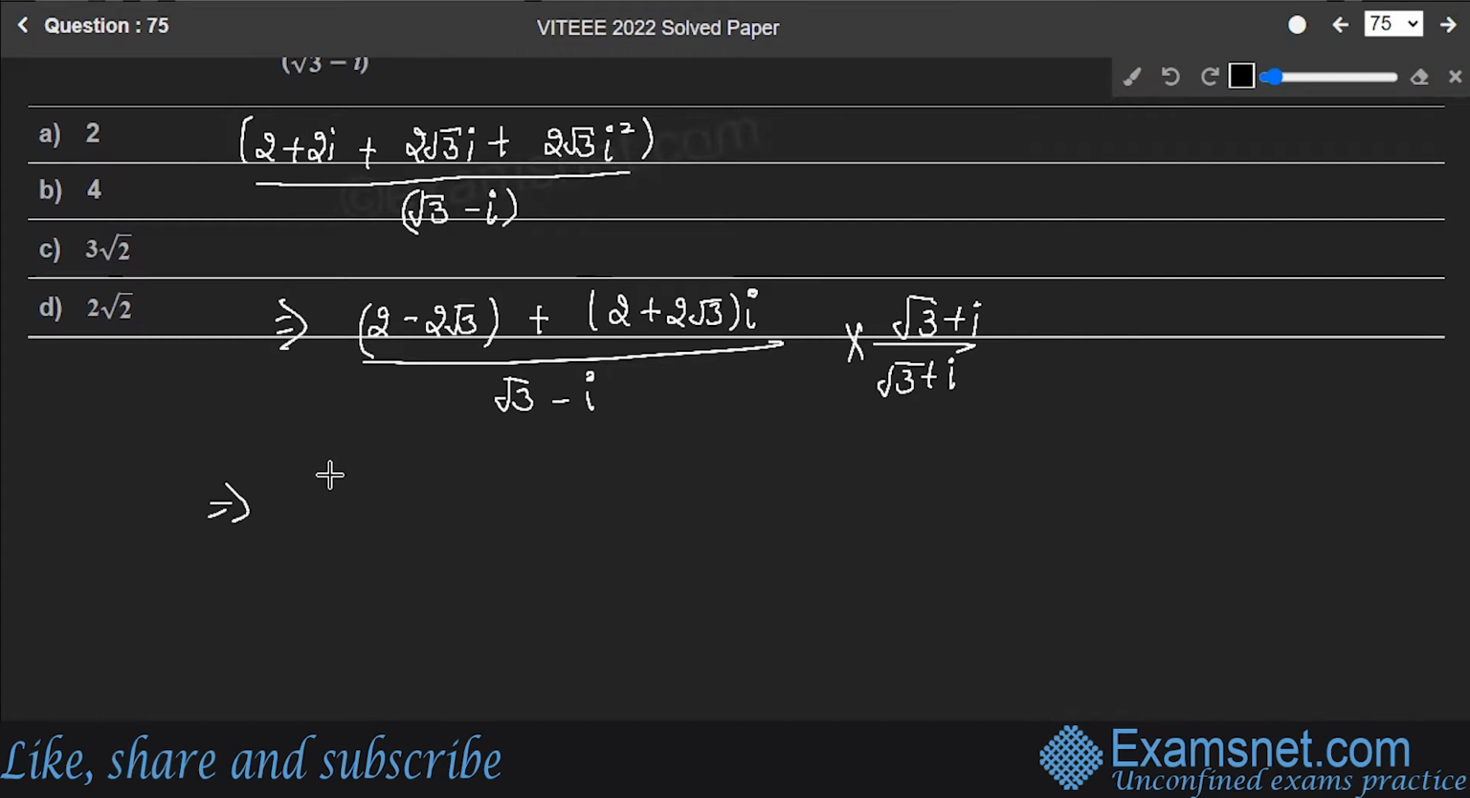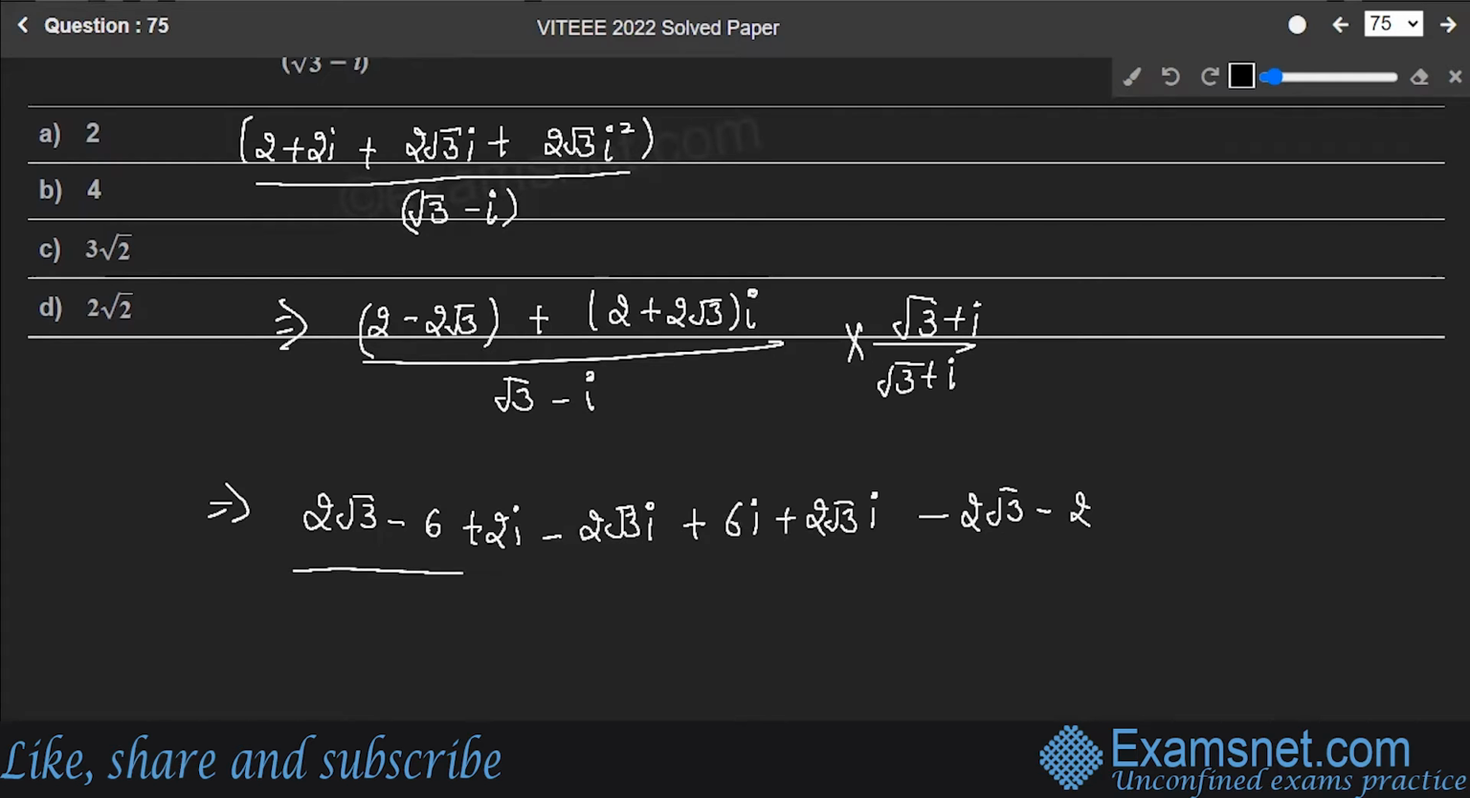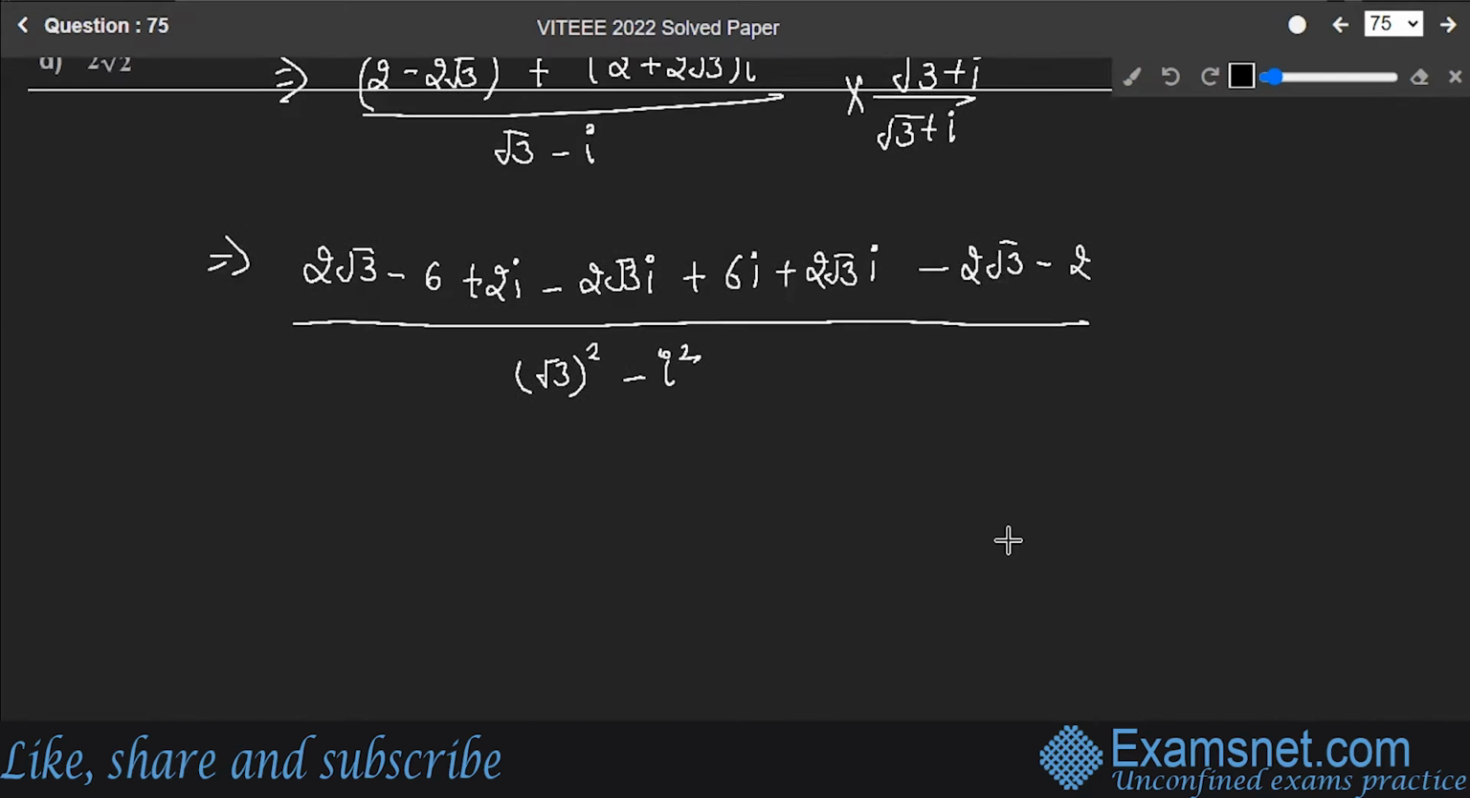Correct? So now the numerator will become 2 root 3 minus 6, because root 3 into root 3 is 3. So 3 into 2 is 6 plus 2 iota minus 2 root 3 iota plus 6 iota plus 2 root 3 iota minus 2 root 3 minus 2, whole is divided by root 3 square minus iota square, right?